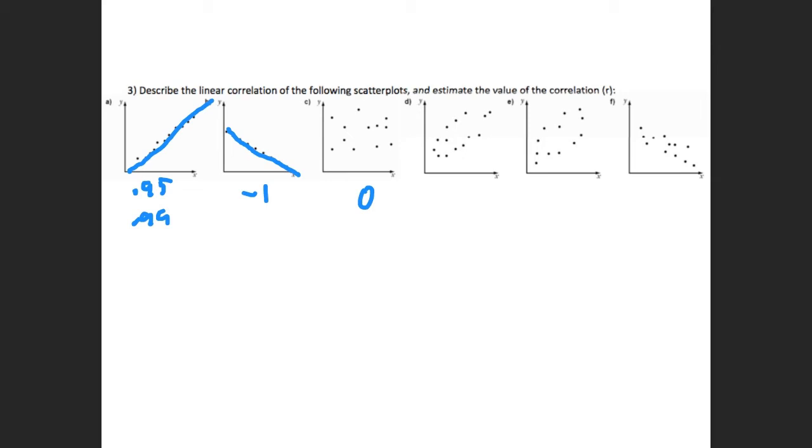Here, there's points above the line and points below the line, so I might say 0.6, 0.7. It's definitely positive. Here again, this one's not very good, so I might say 0.5, 0.6. And this one is going to be negative, I don't know, -0.8, because it's pretty good, not perfect.